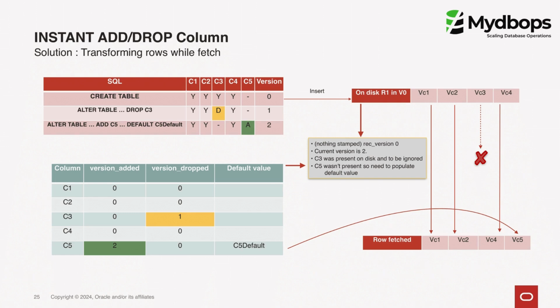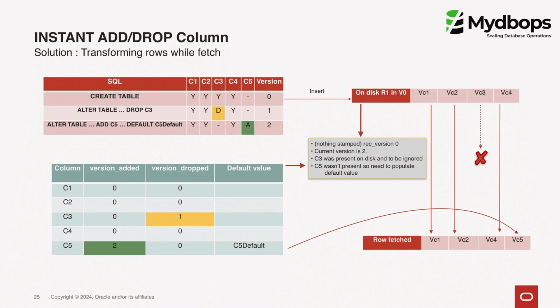And if we fetch this row, what do we get? We see nothing is stamped on the row, so the record belongs to version 0. The current version of the table is 2 from the data dictionary. C3 was present on the disk because the row is version 0, so the C3 value is there on the disk, but C3 isn't present now, so we have to ignore the value of C3. Now when we read the row from the disk, this is how we do it. We take the value of C1, we take the value of C2, but we don't take the value of C3. We ignore this information, and we take the value of C4.